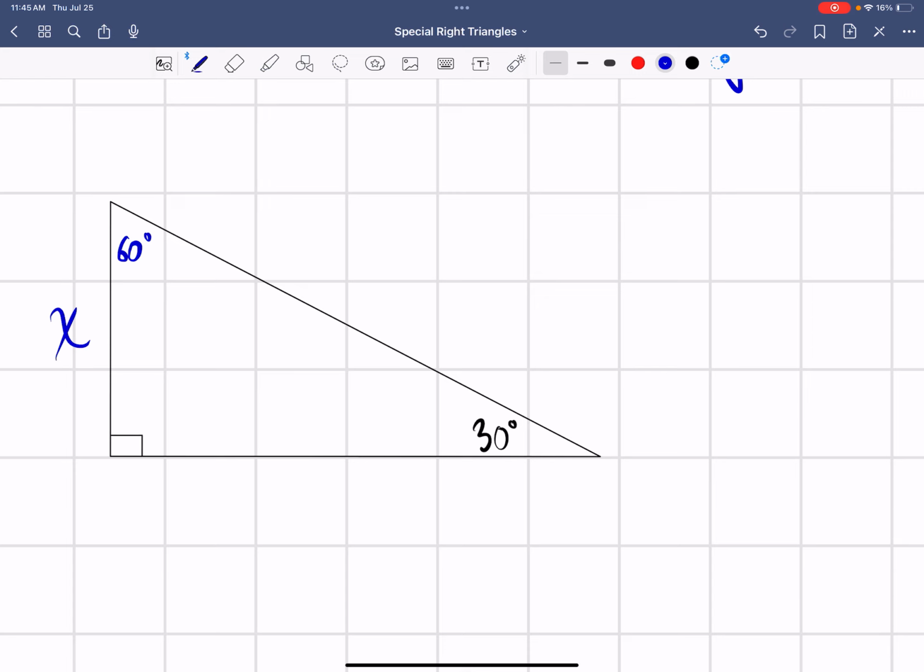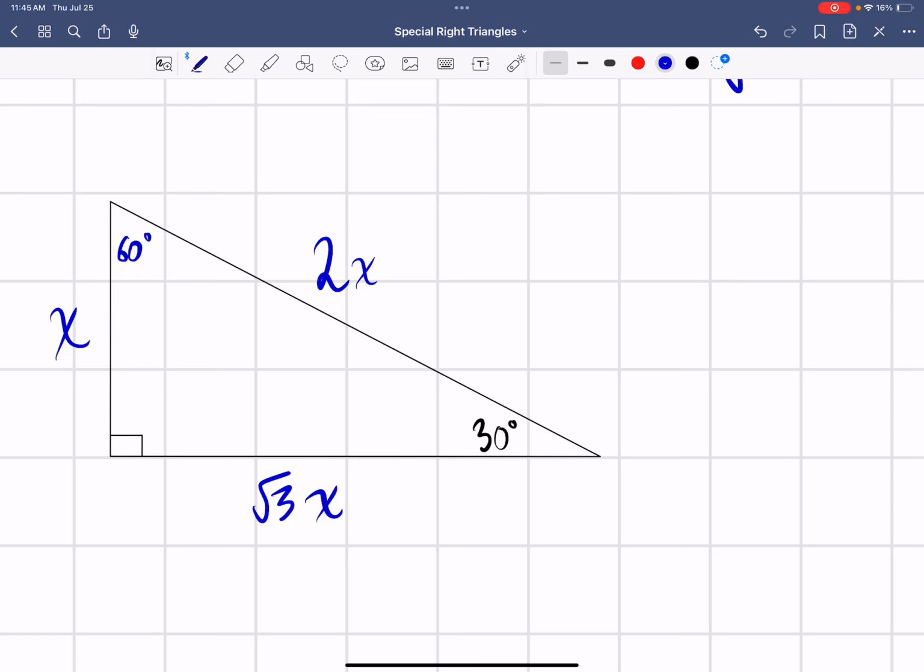The hypotenuse is always double the short leg. So if the short leg is x, the hypotenuse would be 2x. The long leg, on the other hand, is always root 3 times the short leg. So if the short leg is x, the long leg is root 3x.